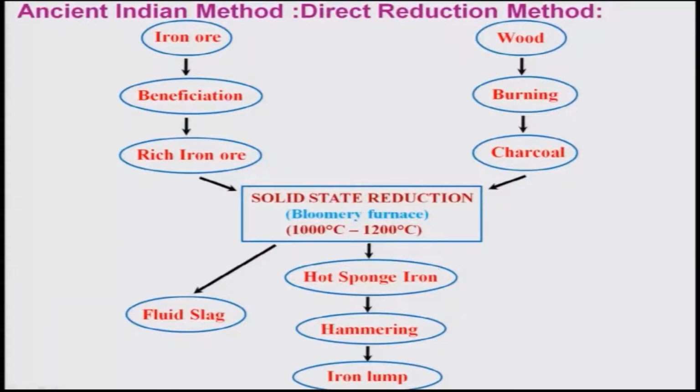And nowadays of course, people are talking about sponge iron, which is cheaper than the iron being made in the blast furnace, and you just hammer it and then you will get the iron lump, which is a very easy process of getting iron in the ancient method, which is based on the direct reduction of the iron ore.